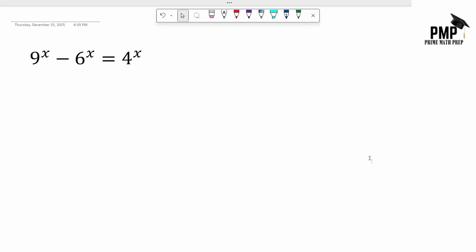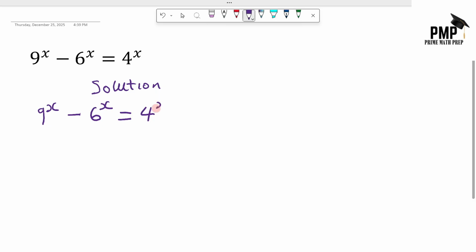Hello wonderful math learners. Today we have an equation, an exponential equation. Let's write the solution. We are told to solve for x in 9 to the power of x minus 6 to the power of x equal to 4 to the power of x.